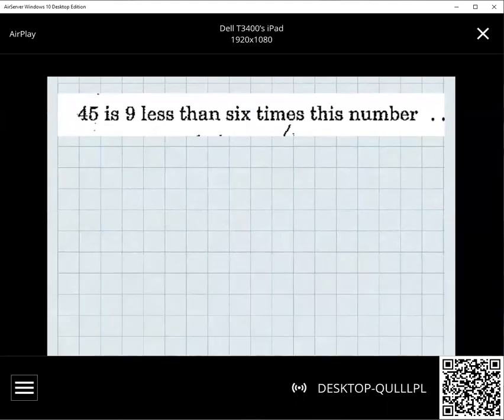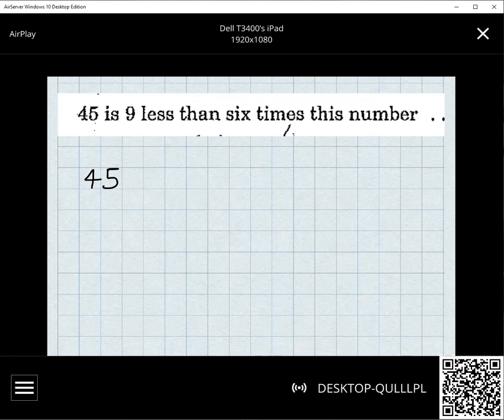Okay, for this question, let's have Mr. Ibrahim join me in this question, please. 45 is 9 less than 6 times this number. Okay, how do you write that down? You get an x, which is something that we don't know. Think about the sentence. I want you to translate the sentence into the algebra.